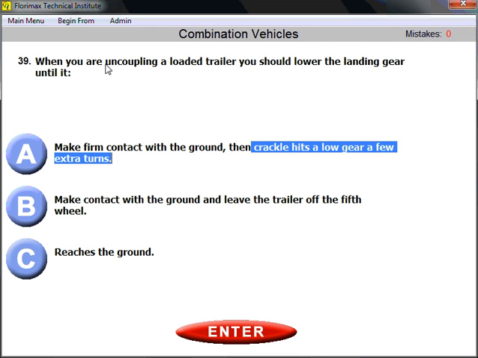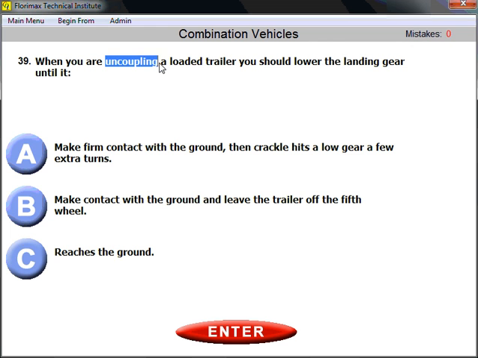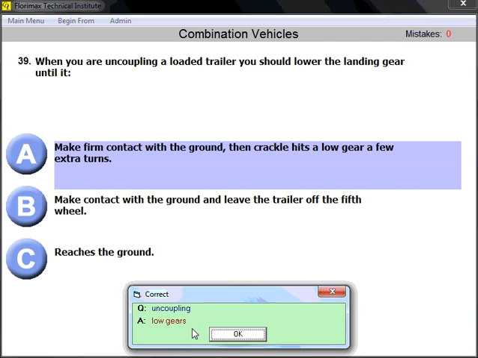Again, read. When you're uncoupling, you should lower, so that's a key. And now you should lower the landing gears in what way? Until it makes firm contact. Firm contact. And use low gear also. That's another key.